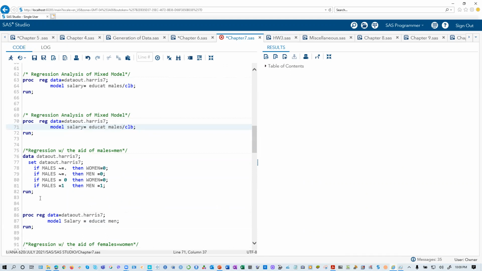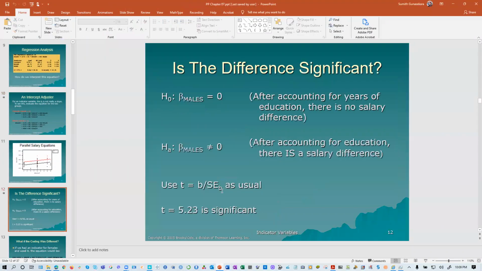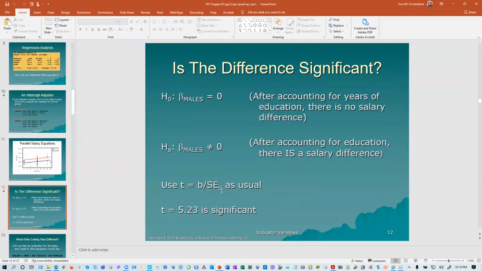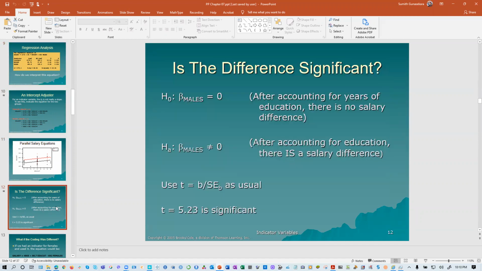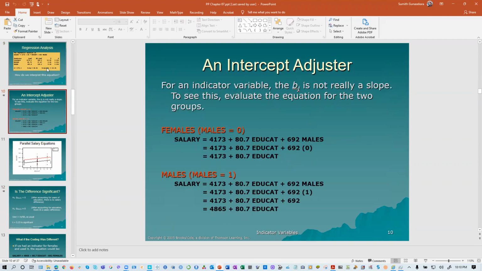This is very interesting, what we are trying to do. I'm going to write the equation. This discussion keeps going. Then if you want to check, after accounting for 4 years of education, is there no salary difference between the males and females? Or after accounting for 4 years of education, is there a salary difference? How do you run that test? By looking at what? Our p-value. There are p-values. So which p-value are we looking into? That's why we say you're looking into the beta for males.